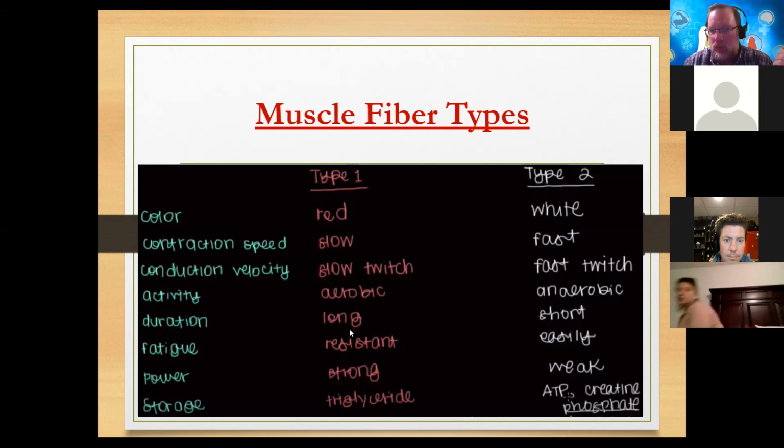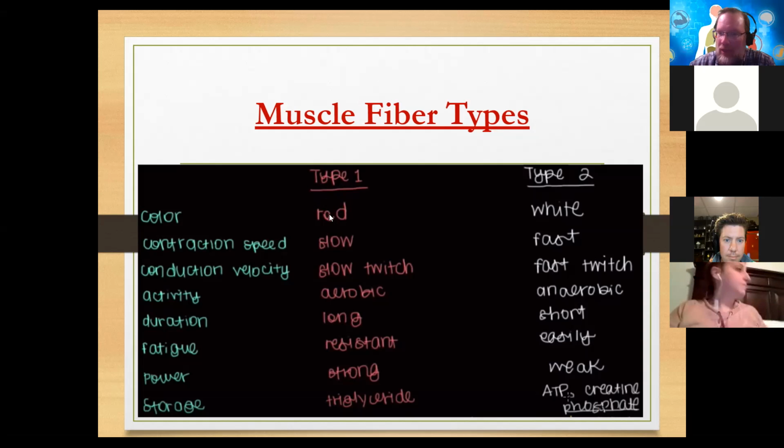But the type 1s we'll do first. These are the slow twitch fibers. They're going to come across as a darker, deeper red color. They use a lot more oxygen. Whenever we see red, we're thinking blood is involved. Red is blood, so more blood means more oxygen. So we would think of aerobics, right? Aerobic means with oxygen. All of these have to do with the type 1 muscle fibers.